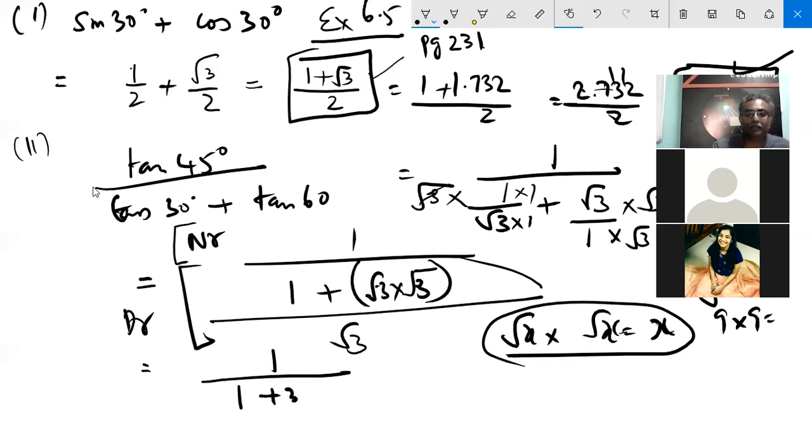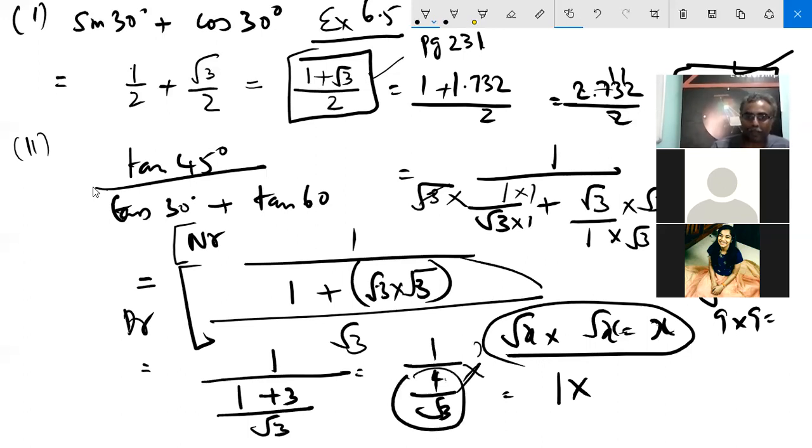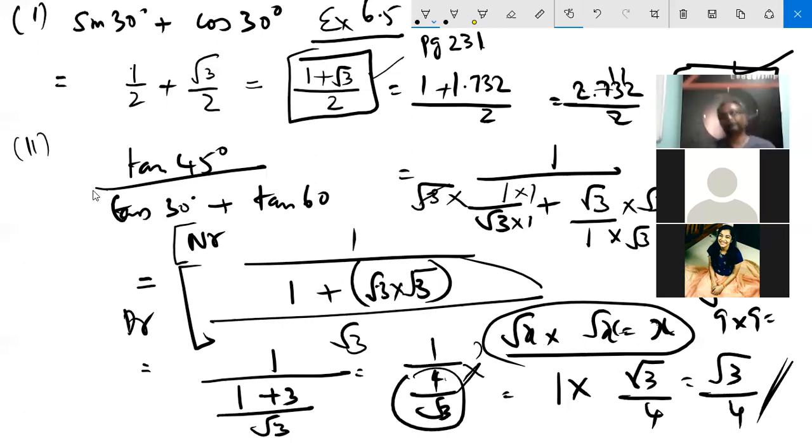1 plus 3 by root of 3. That is equal to 1 by 1 plus 3, which is how much? 4. So 4 by root of 3. This is dividing; if you take and multiply it, it will become opposite. That will become root of 3 by 4. 1 into root of 3 by 4 is root of 3 by 4. That's all. Answer correct.